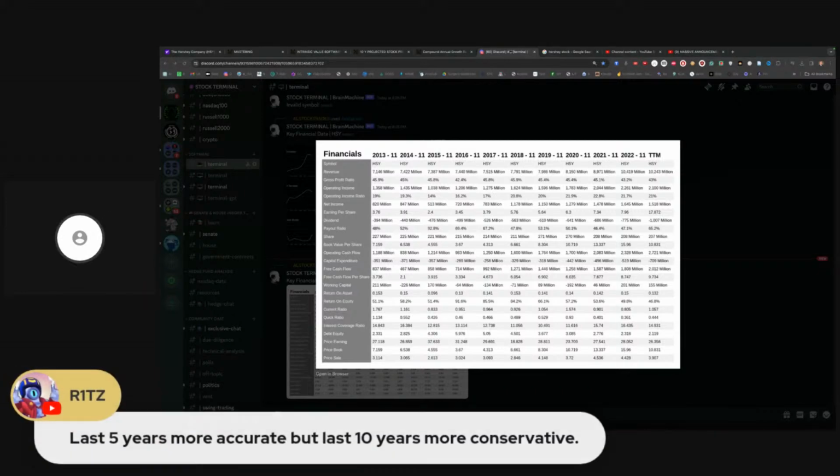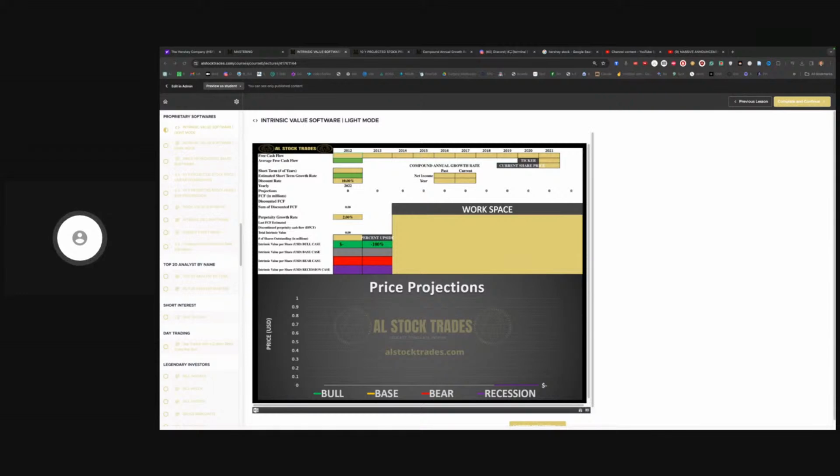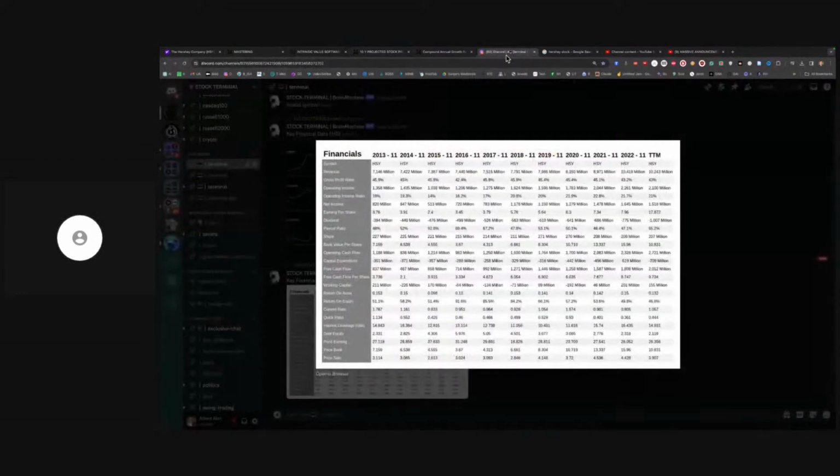Exactly. Last 5 years is more accurate, but last 10 years is more conservative. Doing the last 10 years will really help get you that margin of safety, especially when you apply a discount rate. When you do this discount rate, it'll really protect you. Absolutely. We're on the same wavelength here.